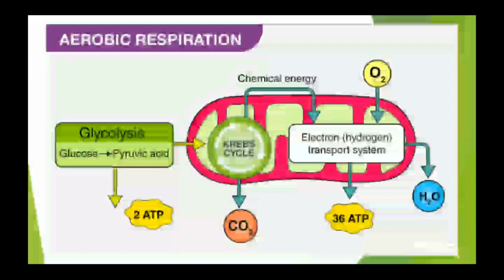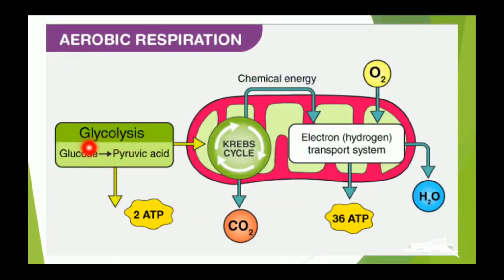Then let us see the picture. Here you can see glycolysis. You already know about it. Glycolysis is the anaerobic phase, the first phase. Glucose is converted into pyruvic acid in glycolysis, which produces two ATP molecules. Consider the whole slide to be the cytoplasm. So in the cytoplasm this glycolysis occurs.